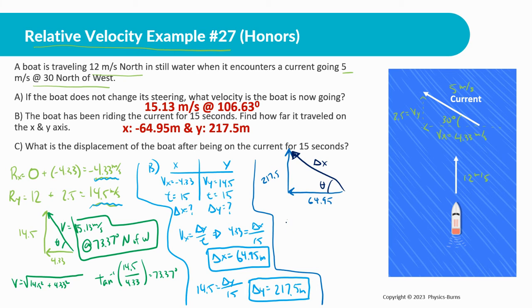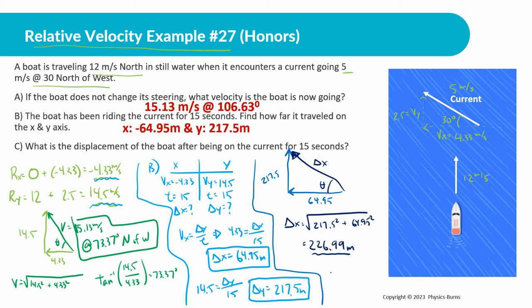This is displacement. And we're going to figure that out. Displacement also has direction. So displacement is, we're just doing Pythagorean theorem. 217.5 squared plus 64.95 squared, the square root of that. And we get 226.99 meters.